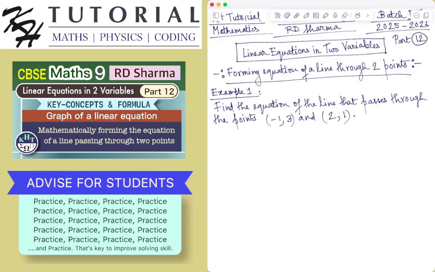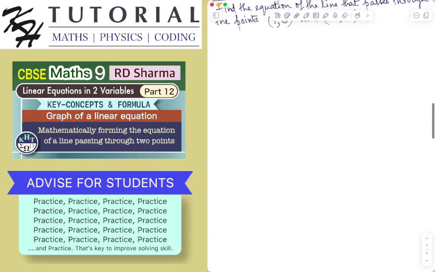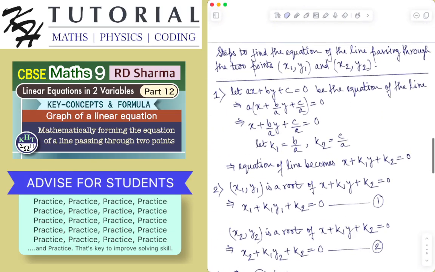Usually you will probably plot these 2 points on graph paper and draw the graph, that is, join the 2 points, and from the line you will form the equation. Now how will you form the equation mathematically, without using any graph, purely mathematically? So let's see how we can do that. First, let me explain the procedure.